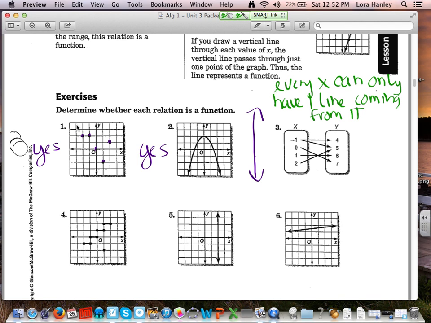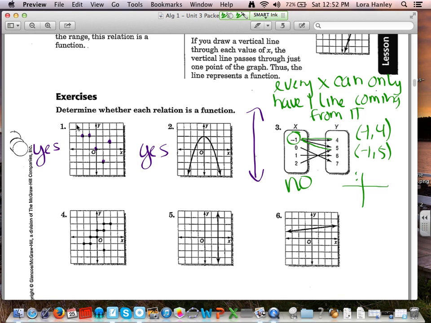So in the first one, -1 has two different lines. We end up with the points (-1, 4) and (-1, 5). If I graphed this, we would have two points, one above the other, which would not pass our vertical line test. So because of that situation right there, this is not a function.